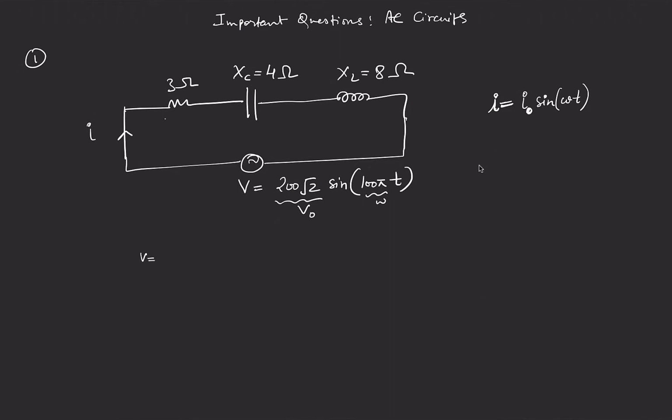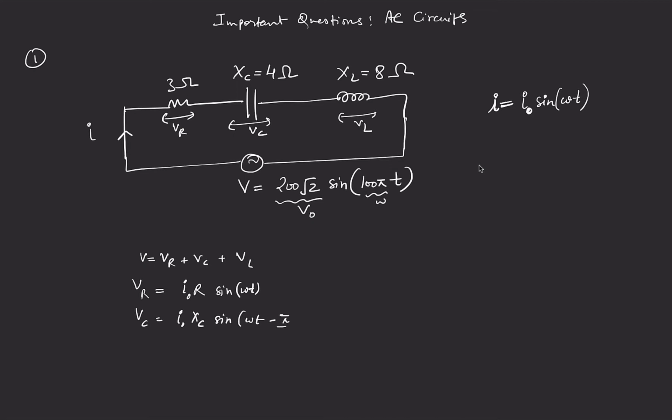So if you remember, let's say voltage across this is VR, VC and VL. So V is equal to VR plus VC plus VL. VR is equal to I naught R sine omega t. This we have already done in the previous videos. And VC is equal to I naught XC sine of omega t minus pi by 2, and VL is equal to I naught XL sine of omega t plus pi by 2, because in the inductor the voltage leads current and in capacitor voltage lags current. So this is something you should already know by now.